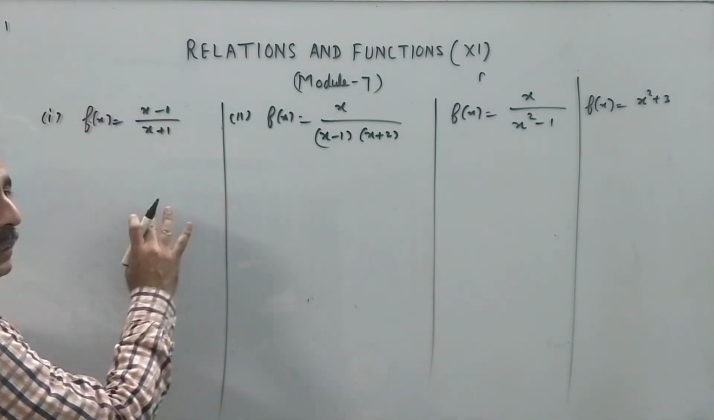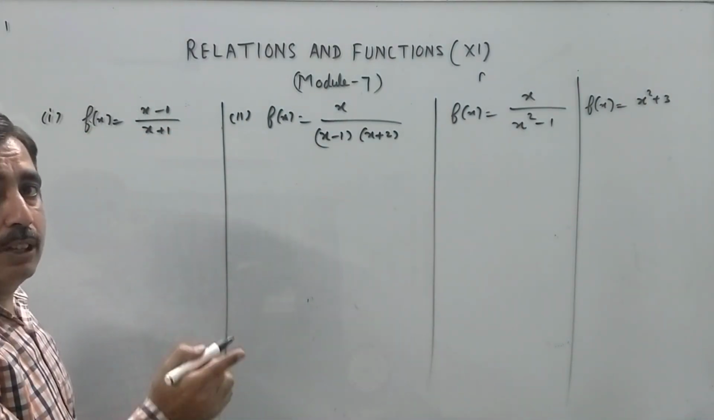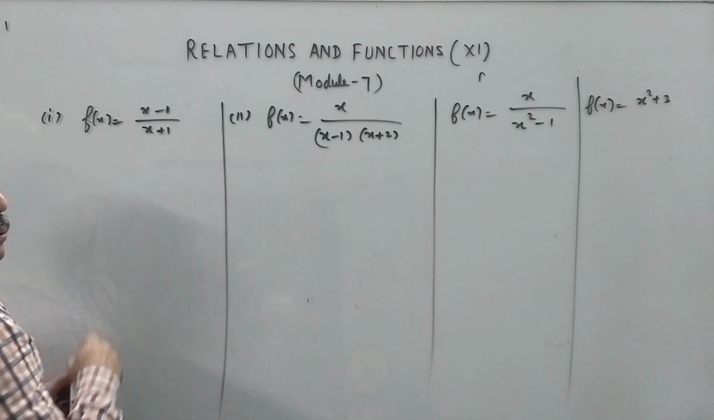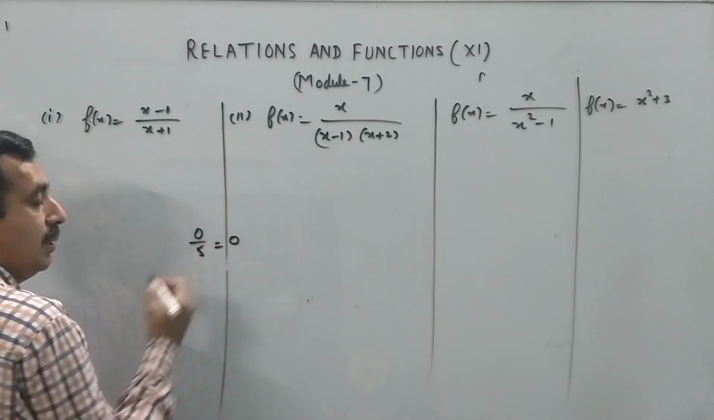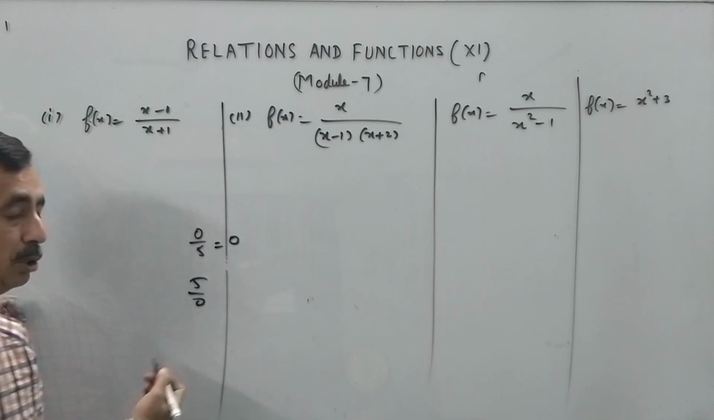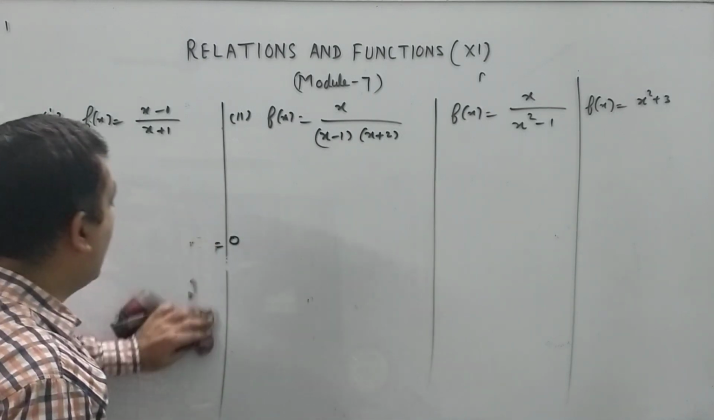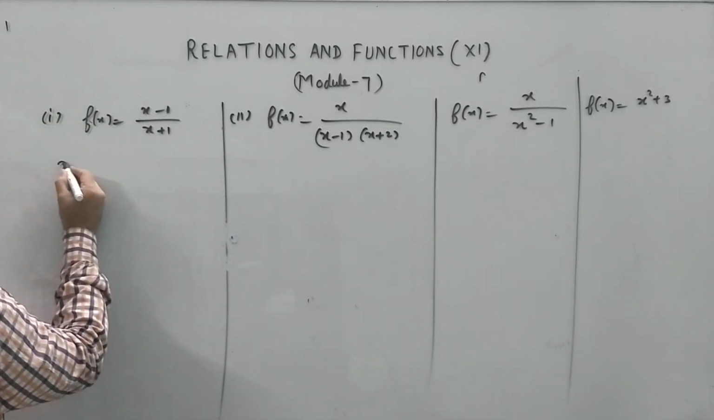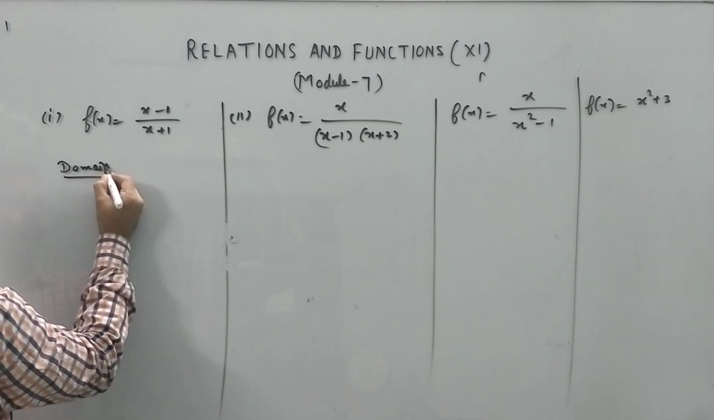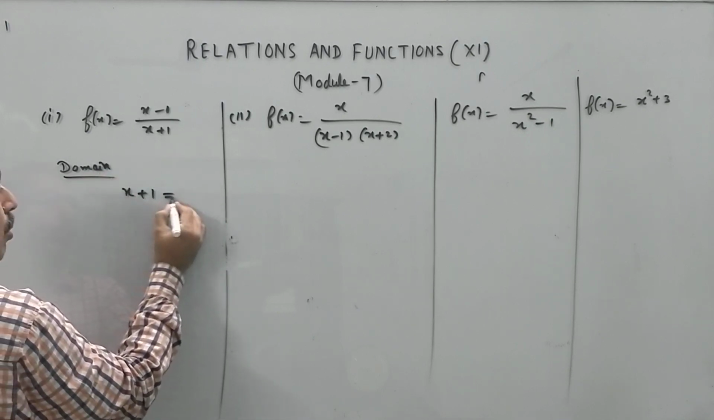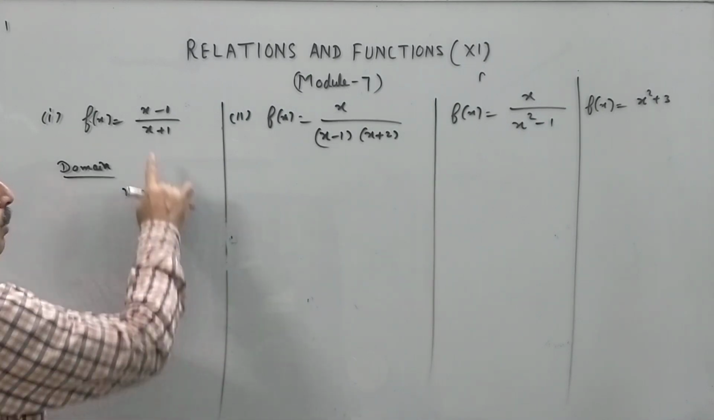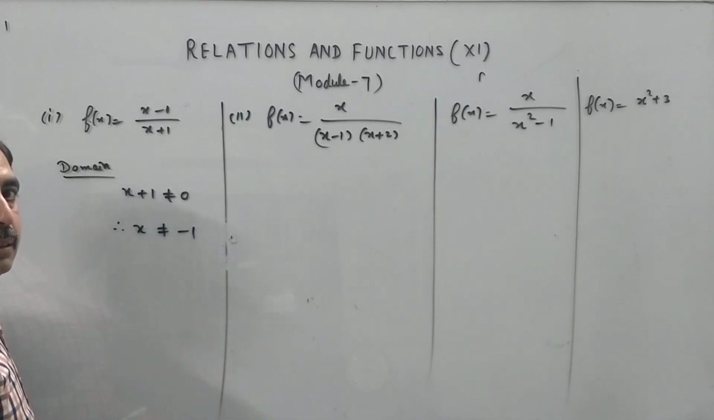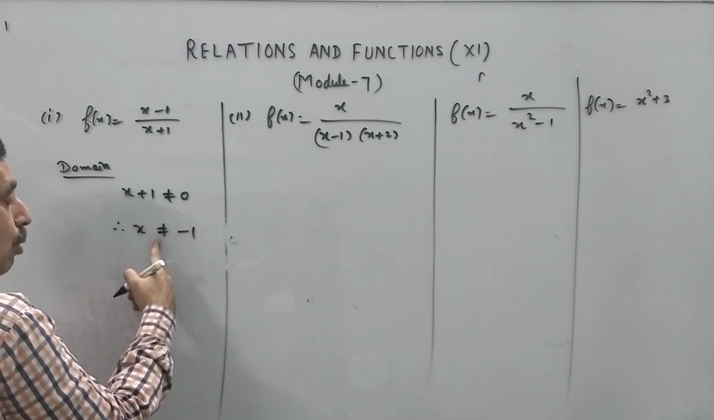So when we are to find out domain, the first thing we have to keep in our mind is that the denominator should not be equal to 0. No matter if the numerator is 0, because 0 by something is 0, but something by 0 is not possible. So we are to see the denominator, not the numerator. So for this function, x plus 1 should not be equal to 0, and therefore x should not be equal to minus 1.